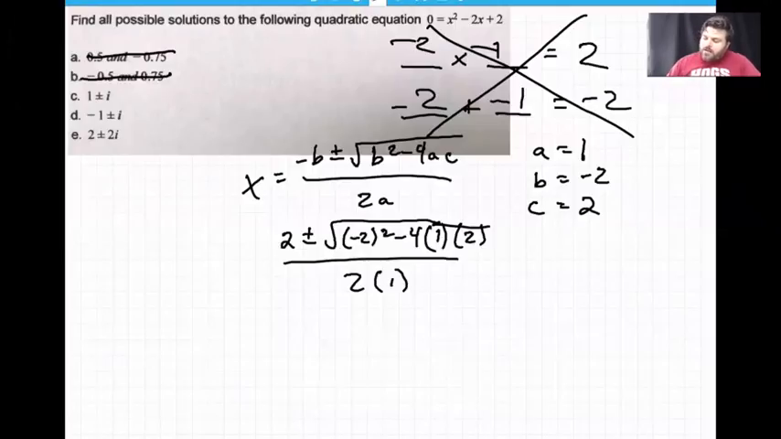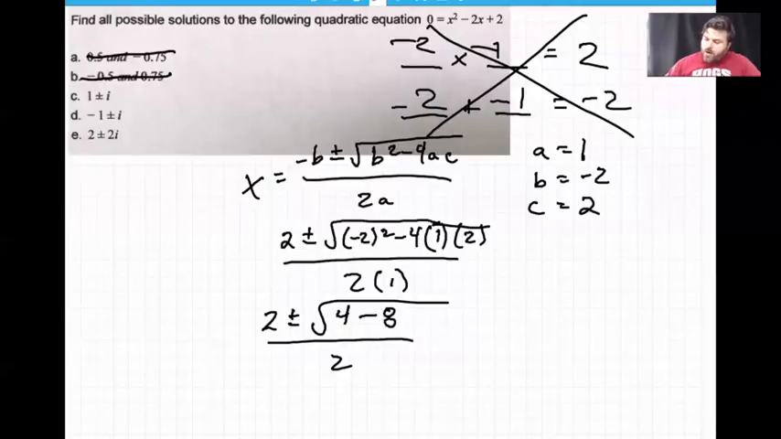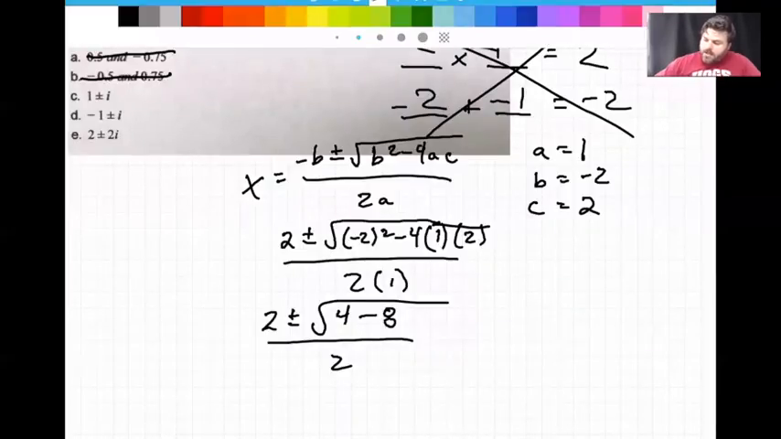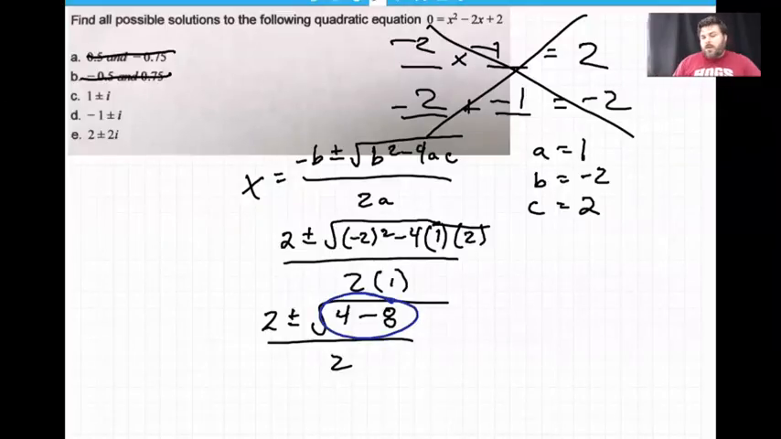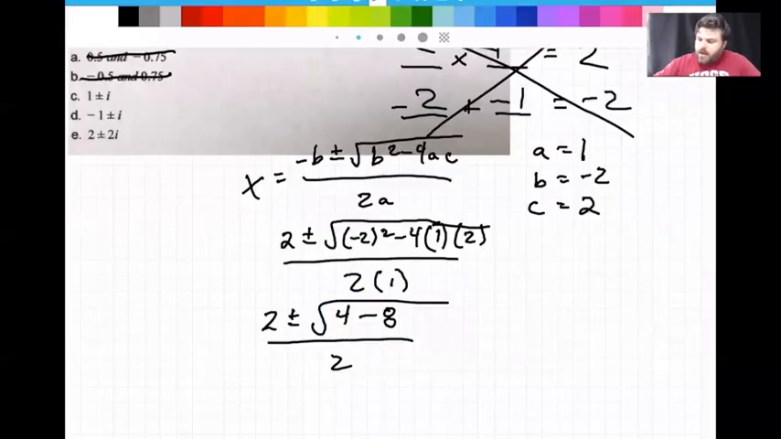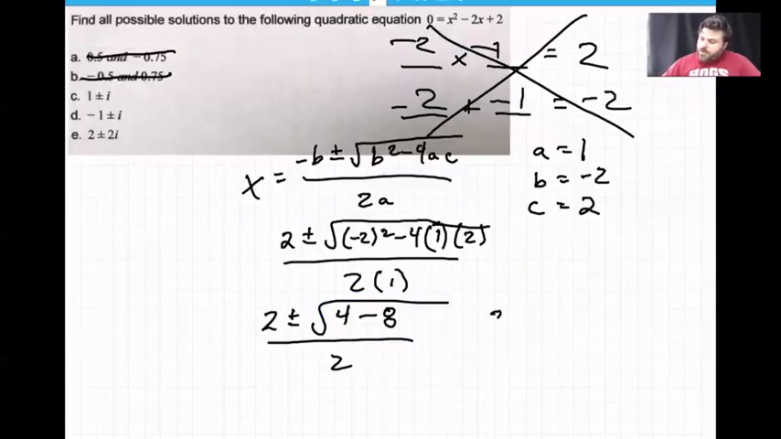So we're headed back to this. 2 plus or minus square root. Negative 2 squared. Negative 2 times negative 2. That's always a positive. That's 4 minus 8 over 2. This is where you can tell I'm going to get imaginary solutions. This thing called the discriminant. It's the part under the root. It's negative. When it's negative, you're going to get imaginary answers. Okay? All right. So 2 plus or minus the square root of negative 4 over 2.